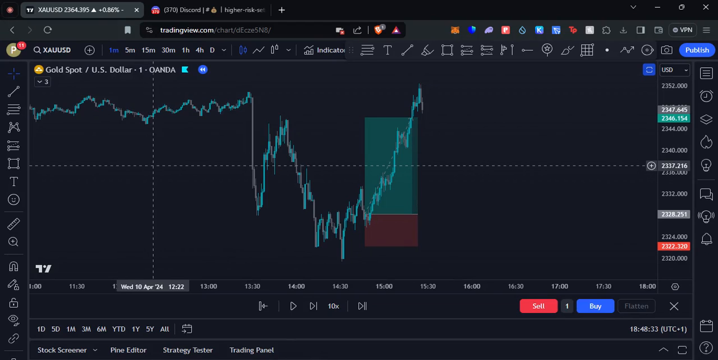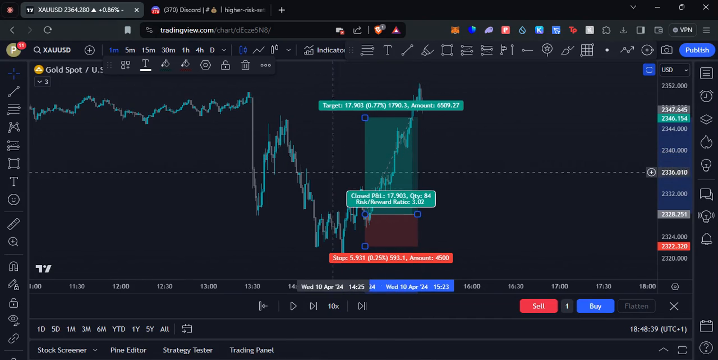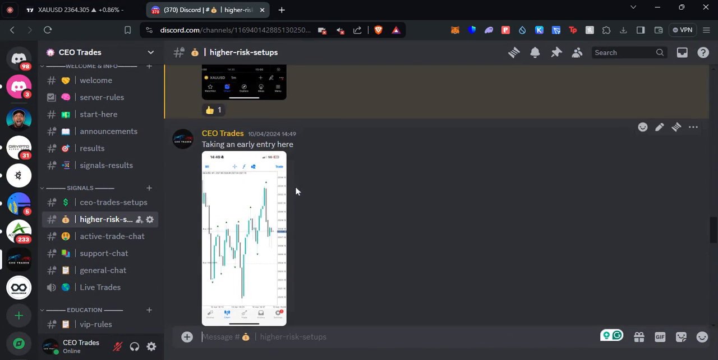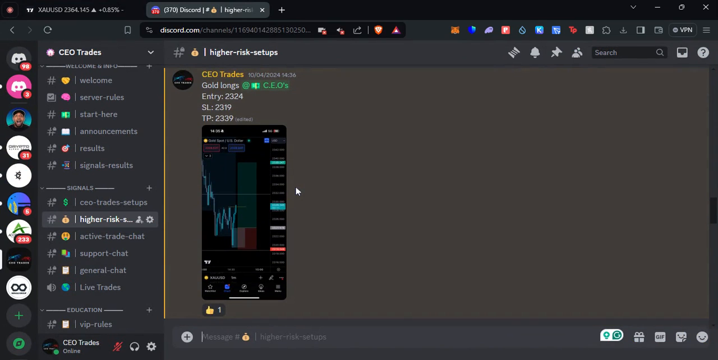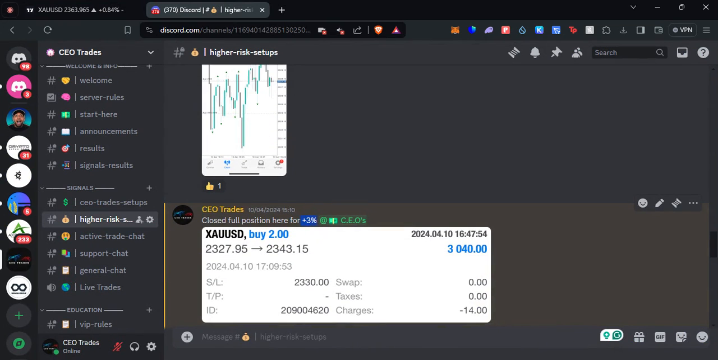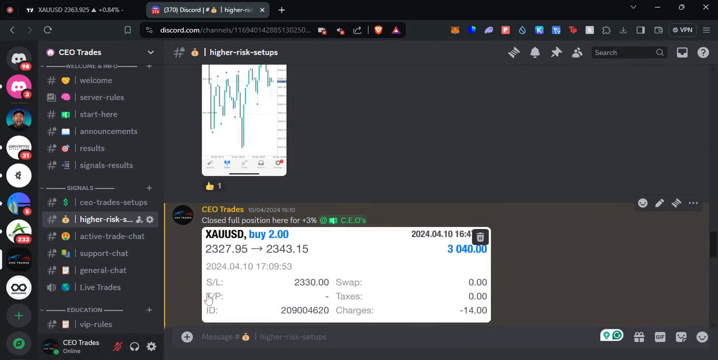And guys, in today's video I wanted to break down this absolutely beautiful 1 to 3 risk to reward trade that we took on gold last week. As you can see, I sent this out into the Discord, and myself and all of the members were able to take this trade that gave us a beautiful 3% gain on the account. So here's a screenshot of my profits that I posted in the Discord for everyone to look at. As we can see, this gave us a nice 3% gain on the account.